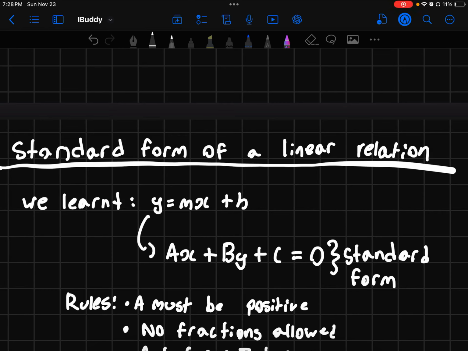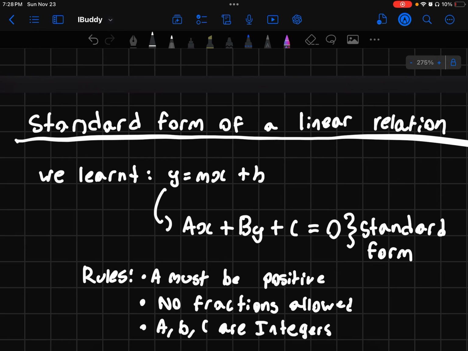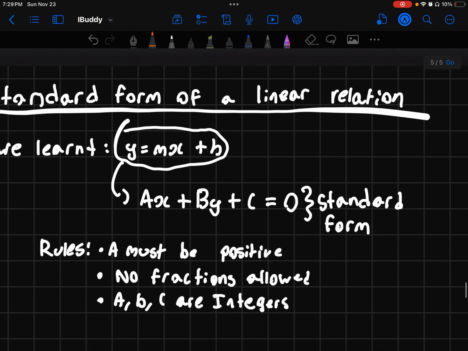Welcome to the eighth topic of Unit 4, linear relations. Today we'll be going over the standard form of a linear relation. We already learned the slope-intercept form of a linear relation, which is y equals mx plus b. But now we'll be converting this into something called standard form, ax plus by plus c equals 0. So we will be turning this into this.